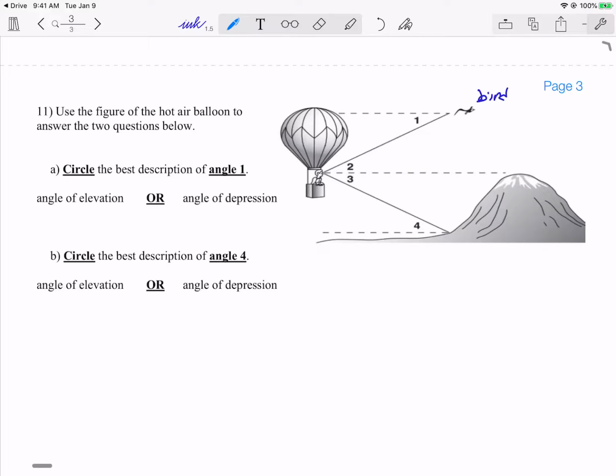So the question is, what is angle 1? Is it an angle of elevation or an angle of depression? We got a horizontal line here, dashed, and the angle is being measured down from that horizontal line. So this is an angle of depression. To be specific, this is an angle of depression from the bird to the hot air balloon. You have to be specific in terms of whose vantage point we're talking about.